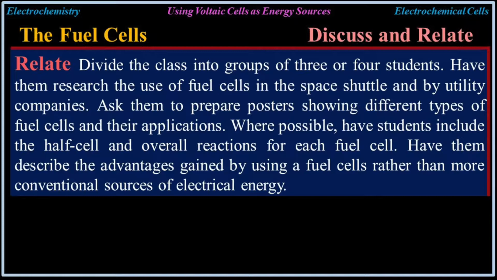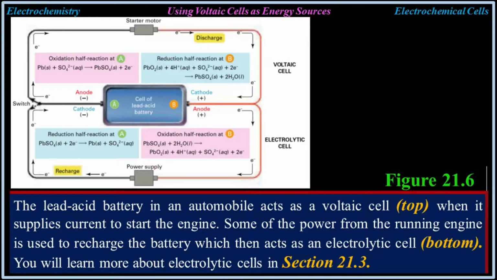Divide the class into groups of 3 or 4 students. Have them research the use of fuel cells in the space shuttle and by utility companies. Ask them to prepare posters showing different types of fuel cells and their applications. Where possible, have students include the half cells and overall reactions for each fuel cell. Have them describe the advantages gained by using a fuel cell or fuel cells rather than more conventional sources of electricity. If you are reading this by assignment, we will do that activity. Figure 21.6.